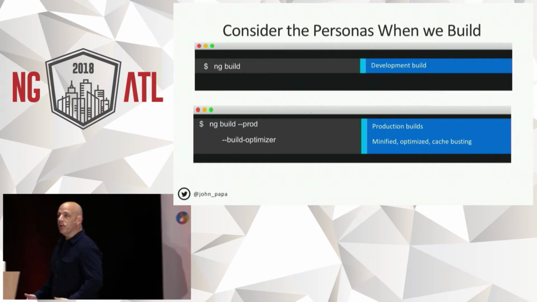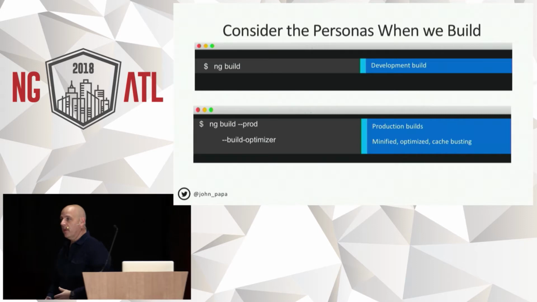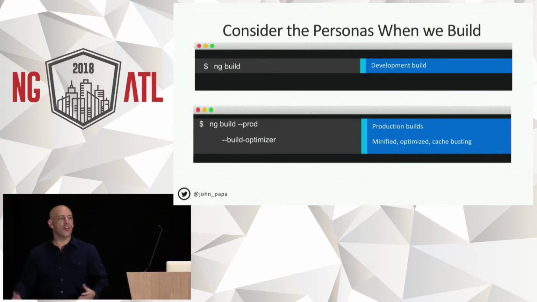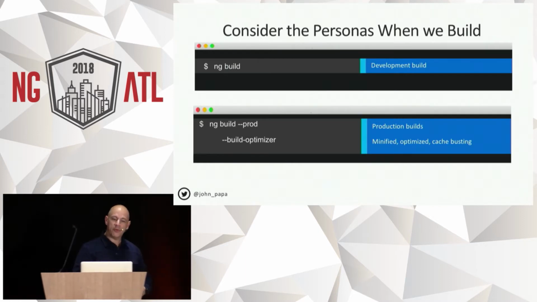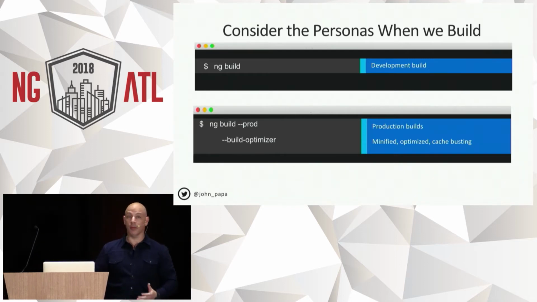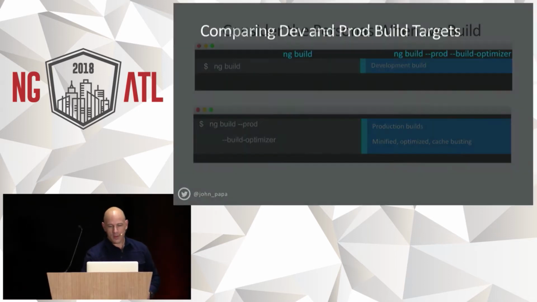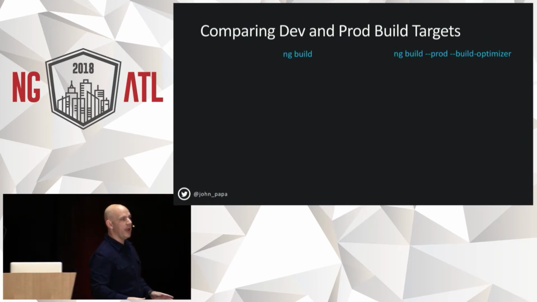So for this we have ng build --prod, which now has the build optimizer turned on by default. And that helps us optimize our builds. This does more things to make the build smaller and to make them faster once the user hits them. So our personas are developer, ng build. A user, we're going to use ng build --prod. So with this, we should explore what the differences are between these two flags.